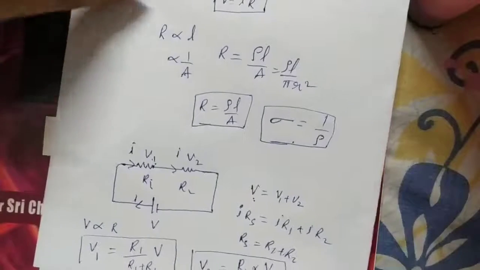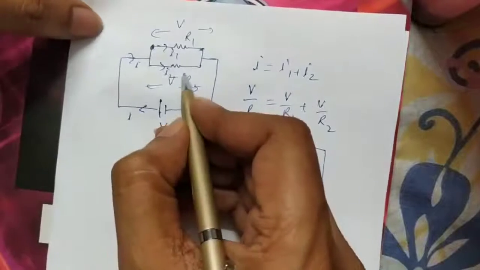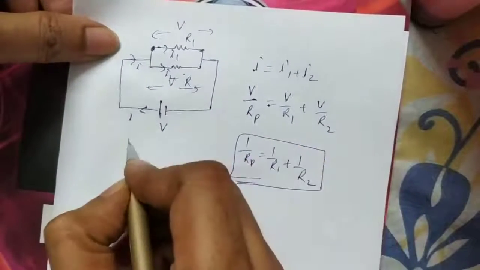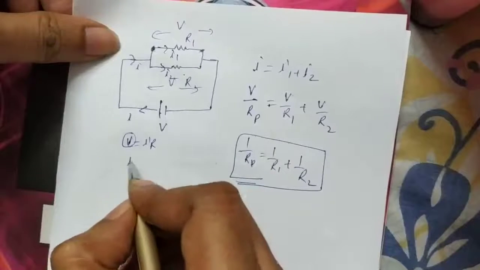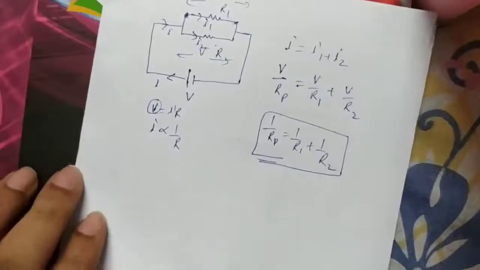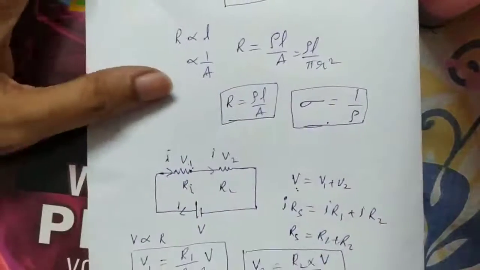In parallel combination, how current is divided, that we'll see now. In parallel combination, the potential is the same, all are having the same potential. V is equal to IR. When V is constant, we can say I is proportional to 1 by R. In series, V is proportional to R.